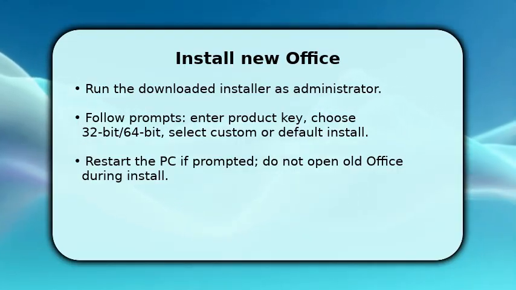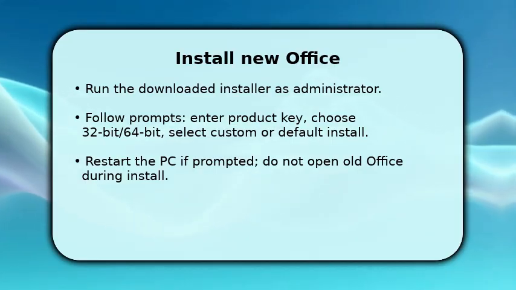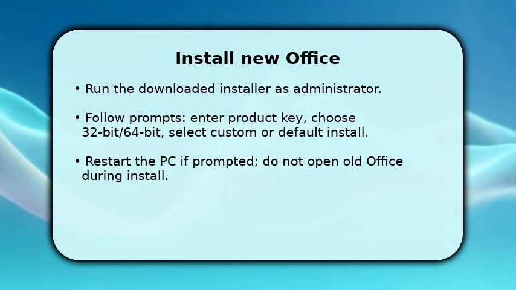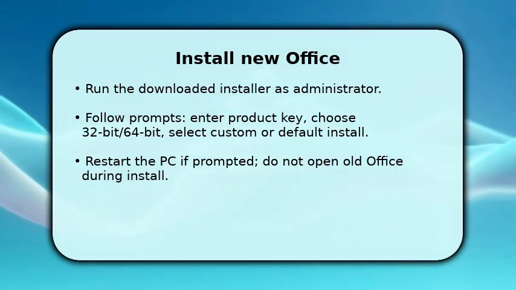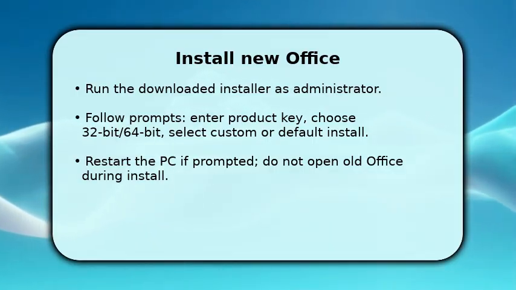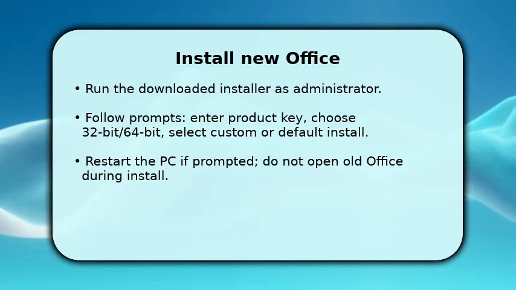When prompted, enter your product key or sign into your Microsoft account for a subscription. Choose 64-bit only if you need large workbook support and compatible add-ins. Otherwise, pick 32-bit for broader compatibility. Select Custom Install if you want to keep only Excel, then begin installation. Make sure to restart the computer if prompted.